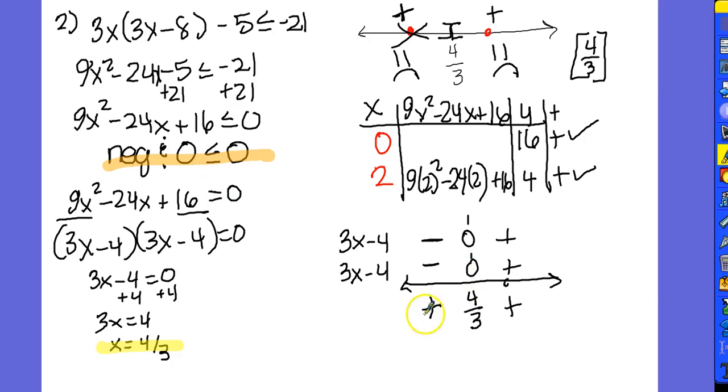But so we don't want that. Nope. And nope. But what we do want is our 0. So we want that guy. So that's how you would use the sign chart to help you find that. So I'm going to stop the video.